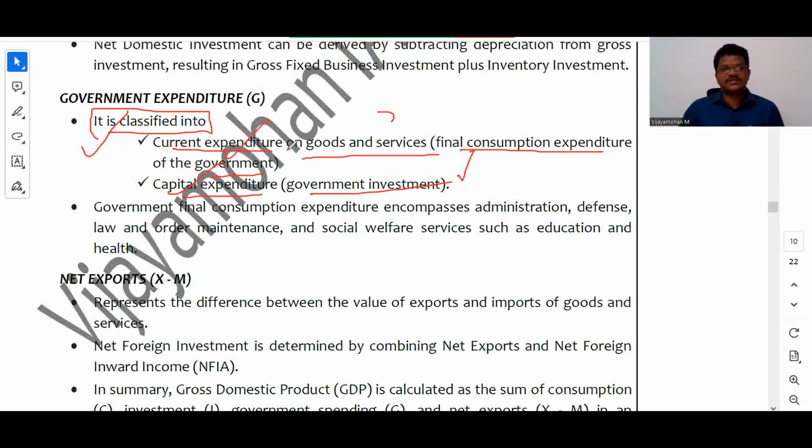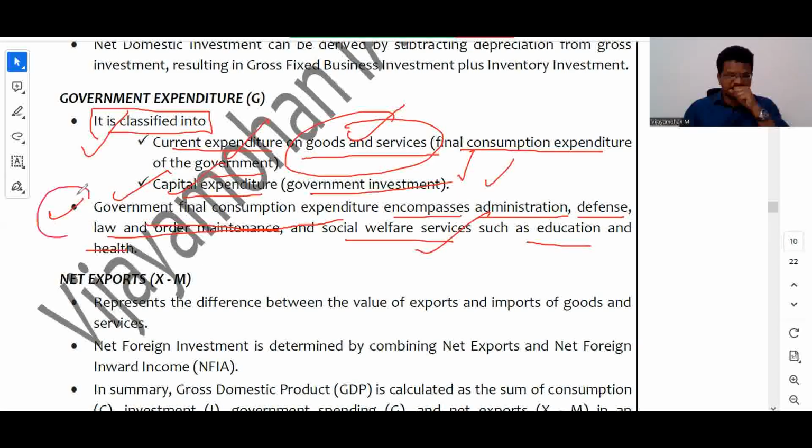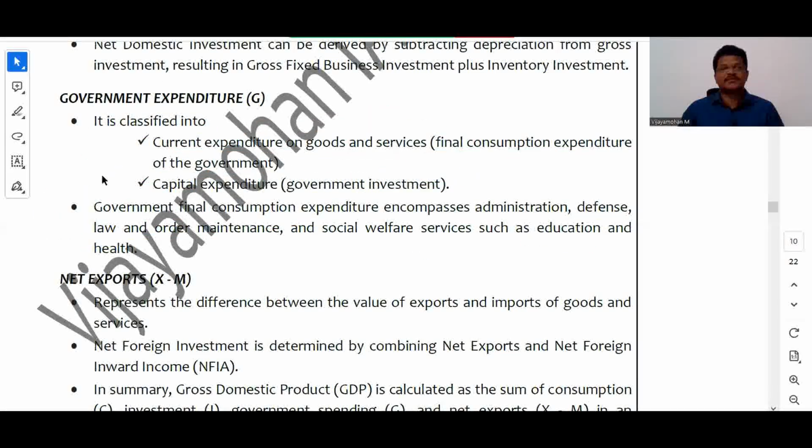So current expenditure ni expenditure component ga chupistunam, capital expenditure ni government investment ga chupistunam. These two comes under government expenditure and investment. So government final consumption expenditure encompasses administration, defense, law and order, maintenance, social welfare services such as education and health. So ఈ సర్వీసెస్ కి అన్నిటికీ జరిగే ఎక్స్పెండిచర్ ని గవర్నమెంట్ నుంచి మనం గవర్నమెంట్ ఎక్స్పెండిచర్ గా అగ్రిగేట్ చేస్తున్నాం.